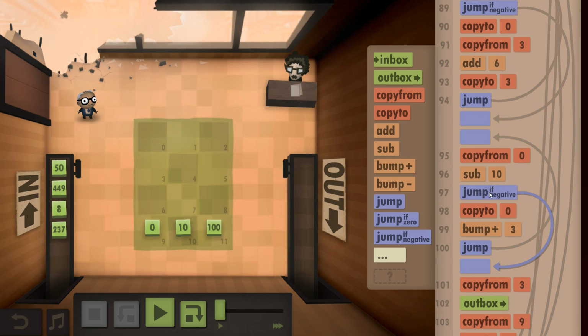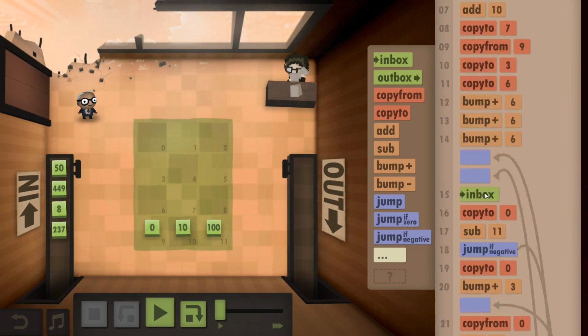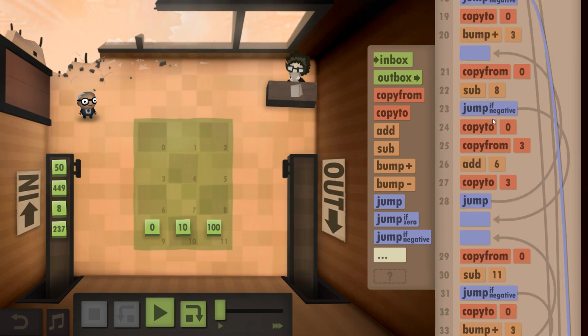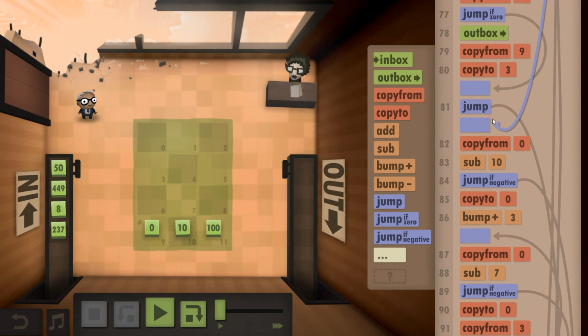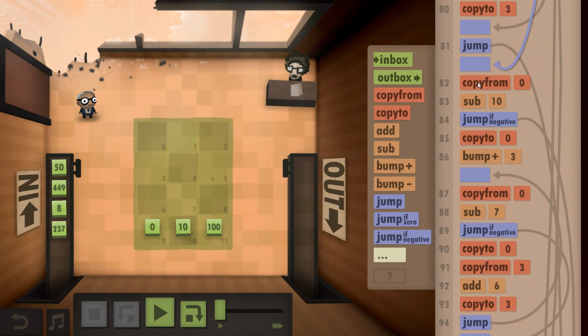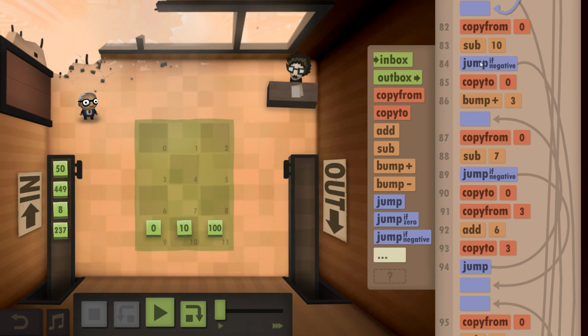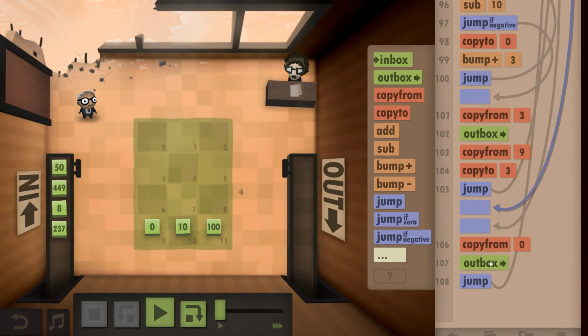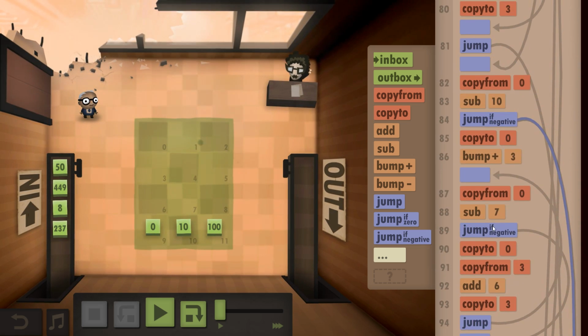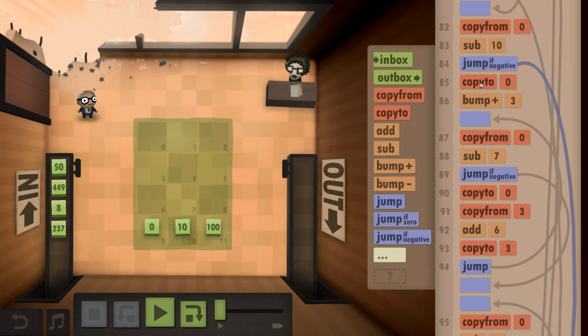If negative, I don't see where I come in anymore. It's so hard to see where these jumps go. Okay, I come in here and I copy from, subtract 10. If it's negative, then I have a single digit, so I do this. That's good. If it's not negative, I save it.